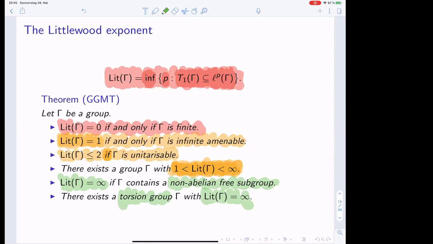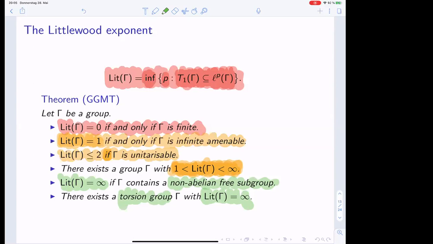So far we have constructed just one group with this property, and our construction can probably be changed so that we, let's say, have countably many different values. But if you give us an interval, we cannot give you a group which has a Littlewood exponent in that interval. So we don't have, for example, an example of a group which has a Littlewood exponent in between 1 and 2. That would be the most interesting case, at least if you are interested in non-unitarisability or unitarisability, but we cannot construct such a group for the moment.